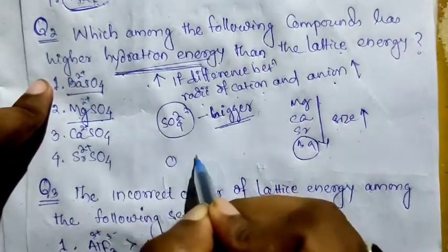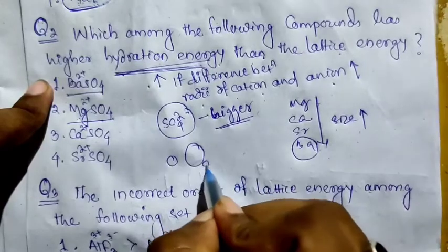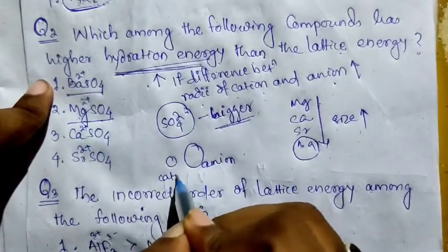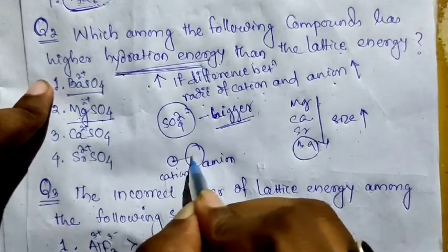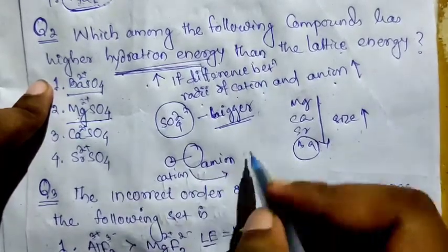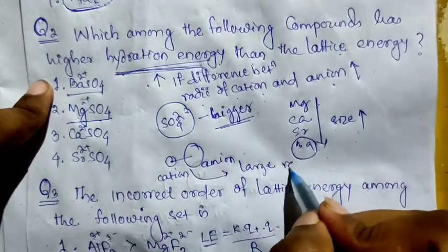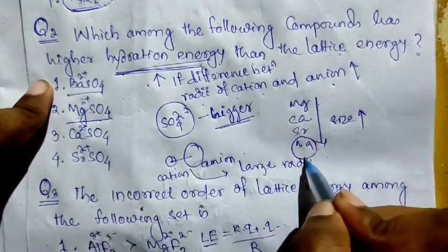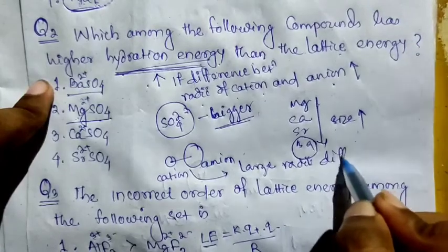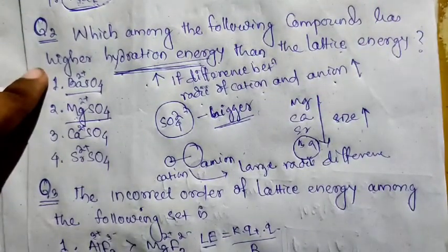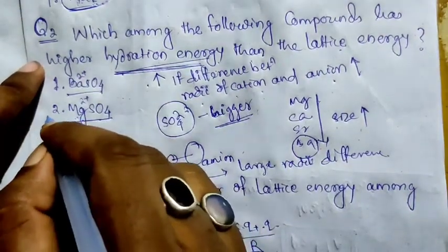So a small cation and a large anion produce a large radii difference. Okay, so option 2 is the correct one.